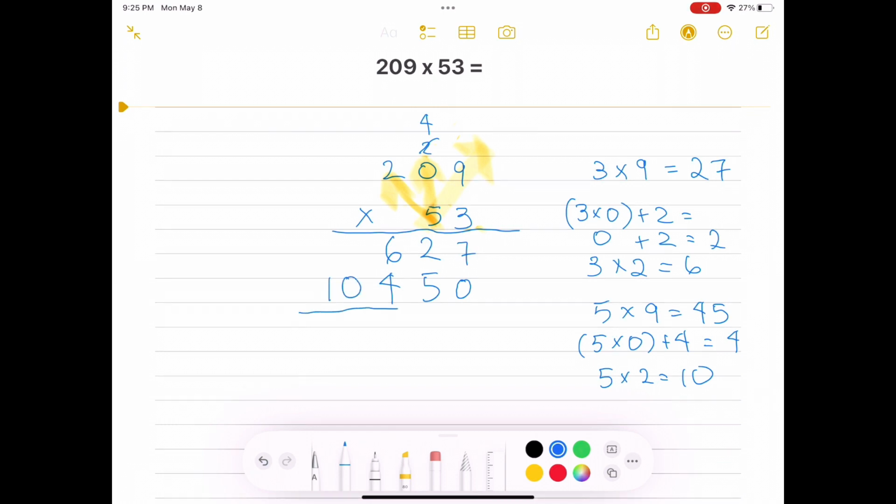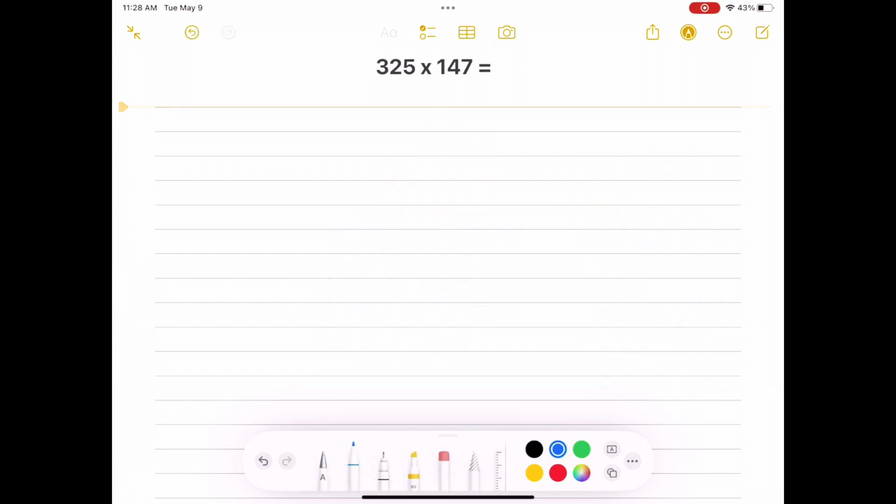Now we add the two rows of numbers together, and you see they're all lined up. So 7 plus 0 is 7, 2 plus 5 is 7, 6 plus 4 is 10. Write down the 0, carry the 1. 1 plus 0 is 1, bring down the 1. Add the comma.